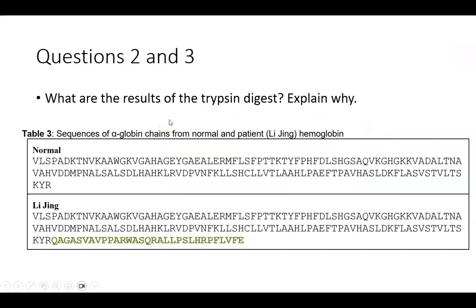So the next question, questions 2 and 3 went together. Here we're looking at our patient's hemoglobin, and I set this up purposely so that it would not be too difficult, I hoped, for you to see the differences. I highlighted in green here the differences, and we can see that there's this long extension that our patient Li Jing has in her alpha globin chain.